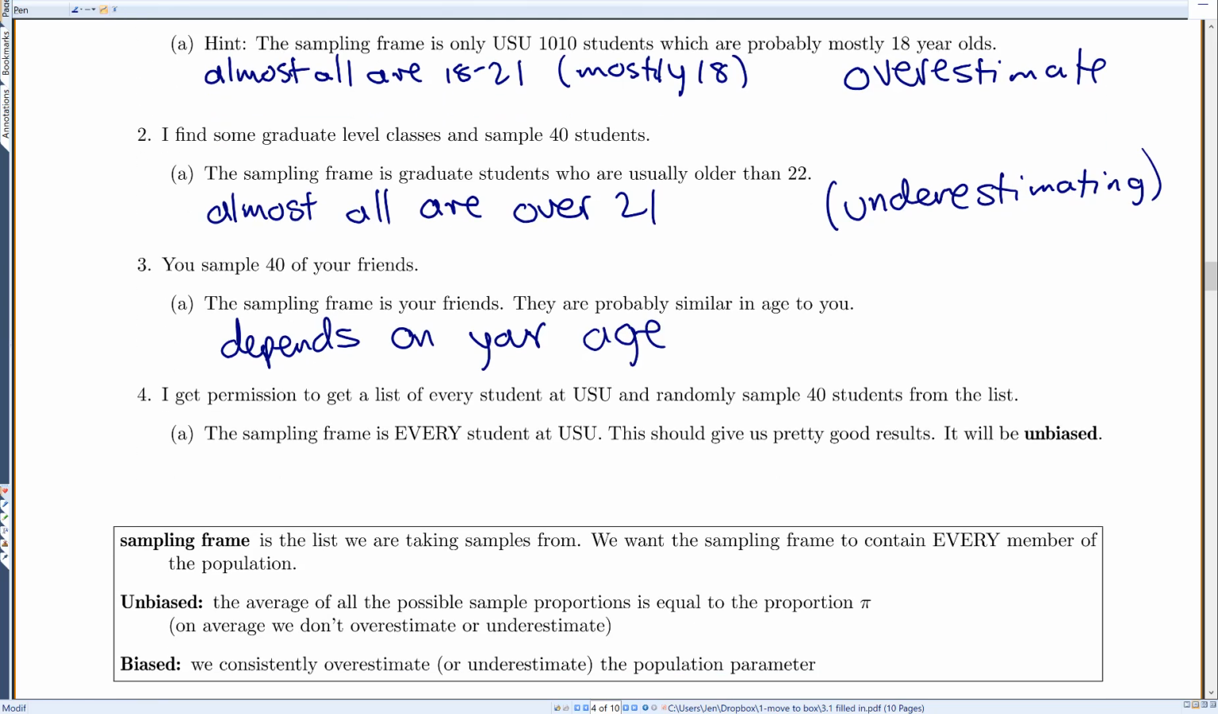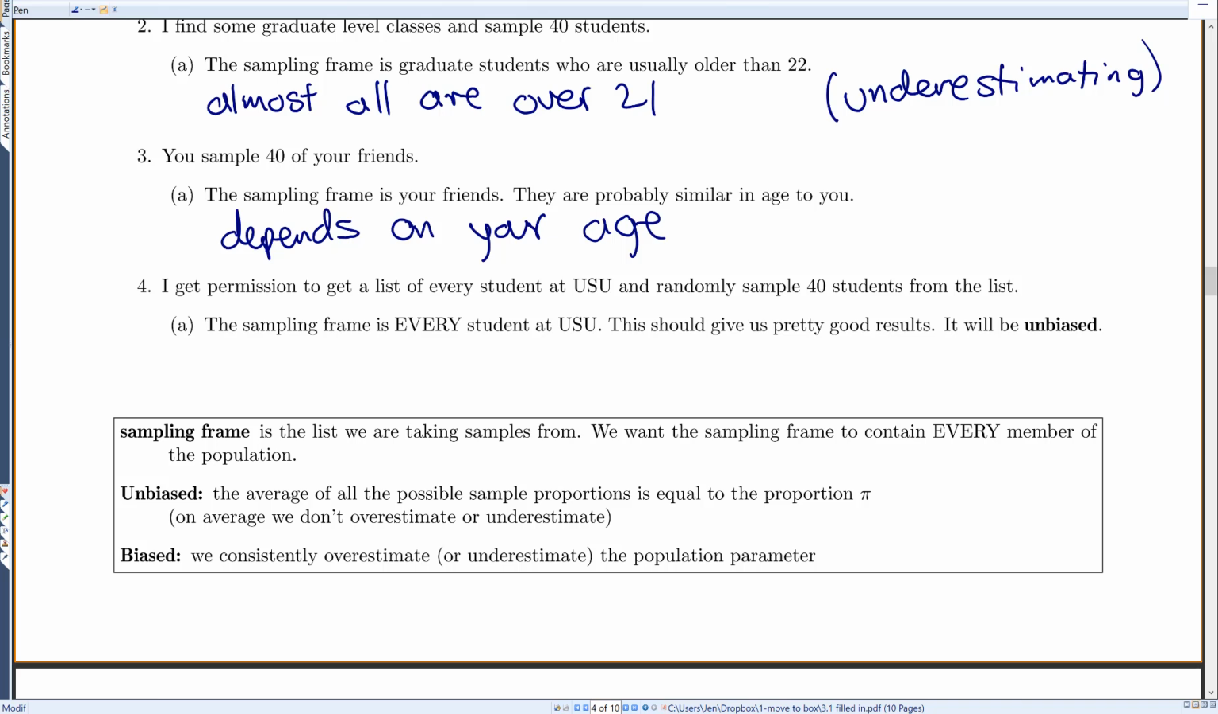So to review, the sampling frame is the list we're taking samples from. We want the sampling frame to contain every member of the population. If I say my population is USU students, I need to actually sample from all the students at USU. I don't want to just look at USU 1010 students, I don't want to just look at graduate students. I don't want to just look at your friends. I want to look at all the students at USU and randomly pick some.